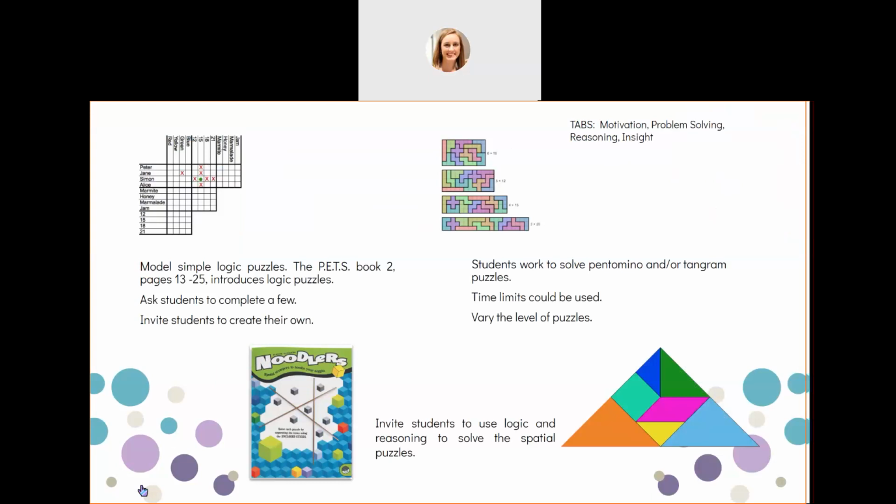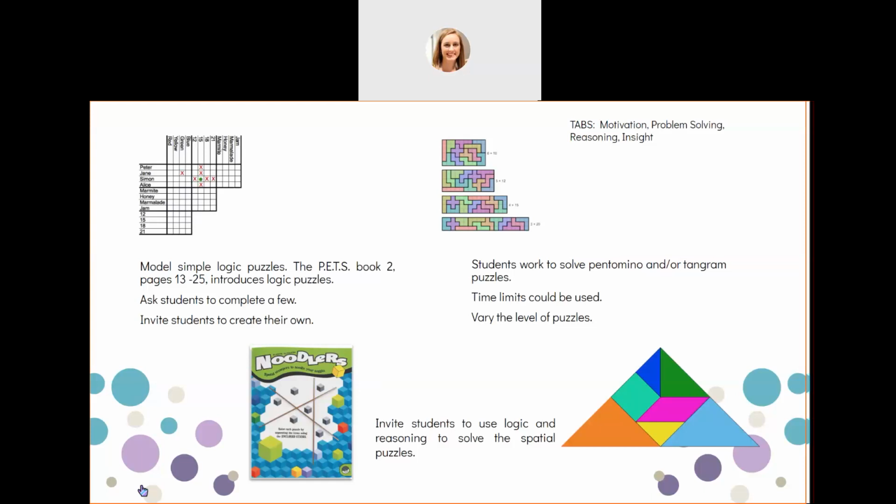These are a couple more different types of problem solving. So logic puzzles are always a great product to get from students. The Pets Book 2, pages 13 through 25, has an introduction to logic puzzles. So you can introduce it and then have students practice completing some of the puzzles and then see if they can create a simple logic puzzle of their own.